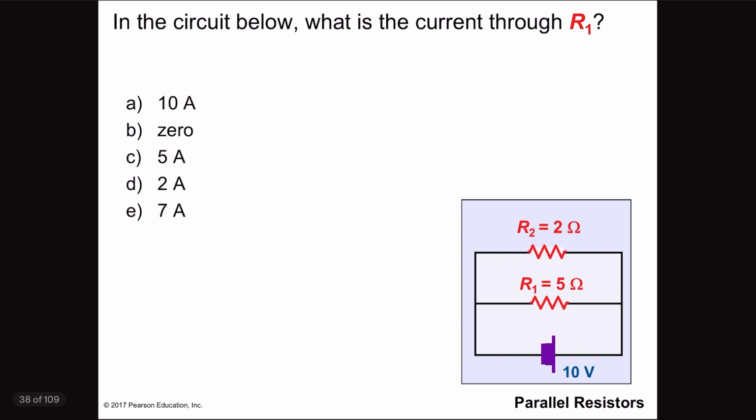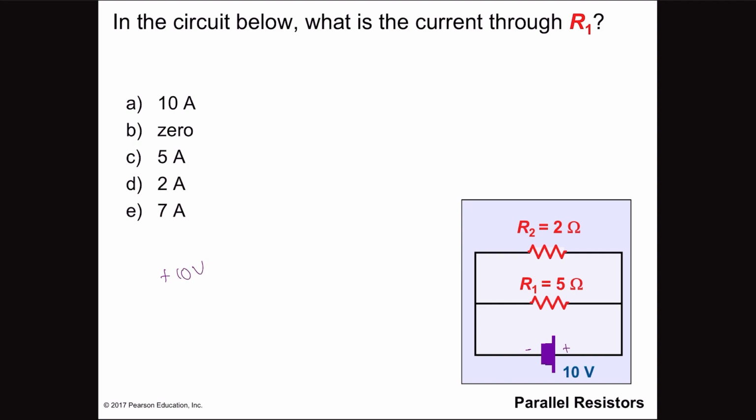So let's take a look here. In the circuit below, what is the current through R1? For this one, we could combine these into one resistor, do Ohm's law, do all that kind of stuff, or we could take advantage of the loop rule. So for example, I could say right here that this is the negative side, this is the plus side, so this is a plus 10 volts.